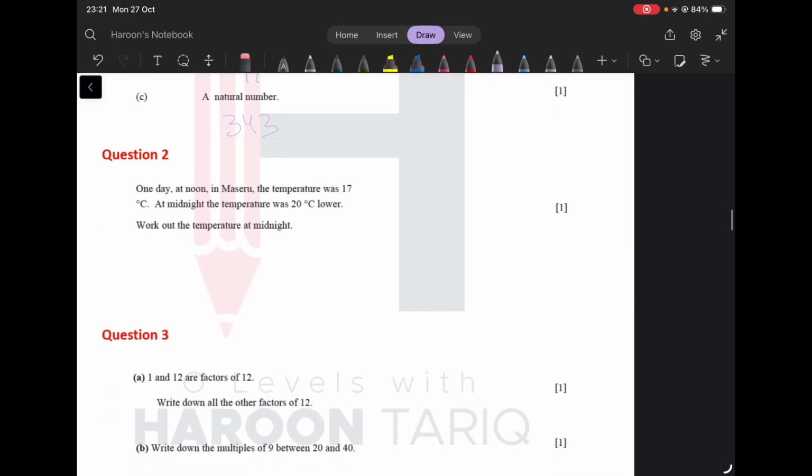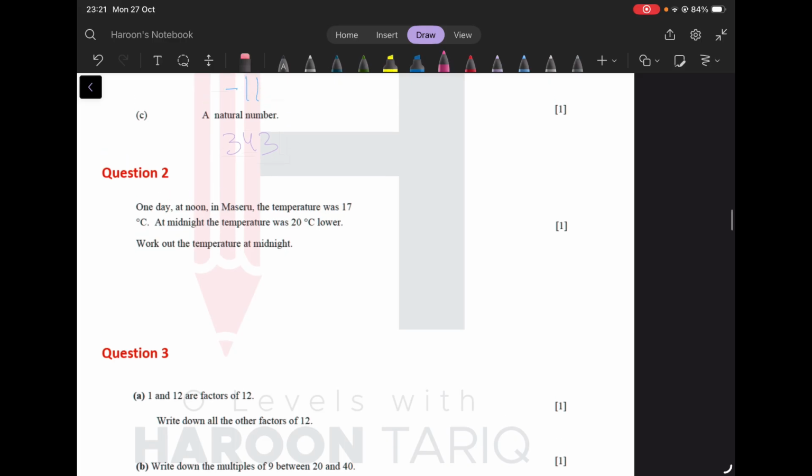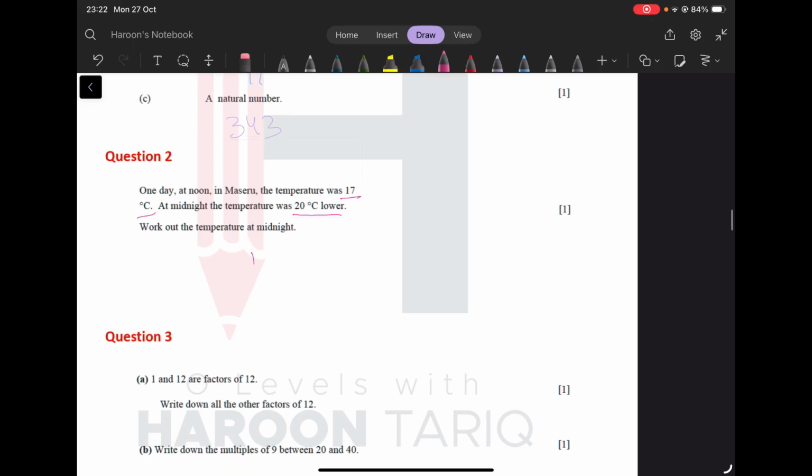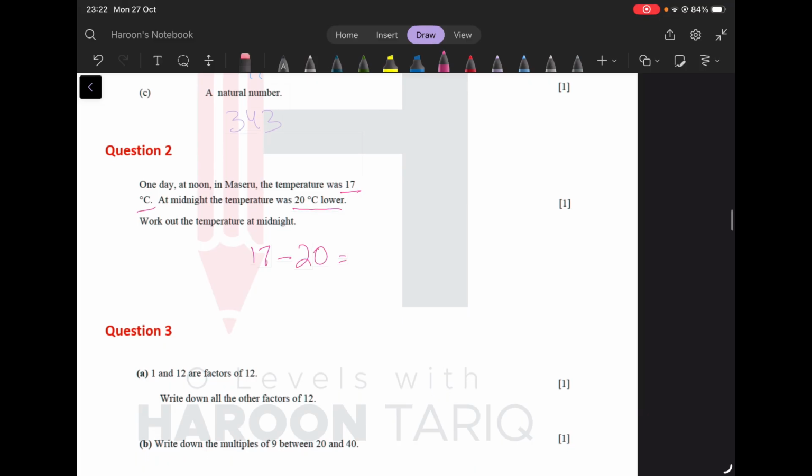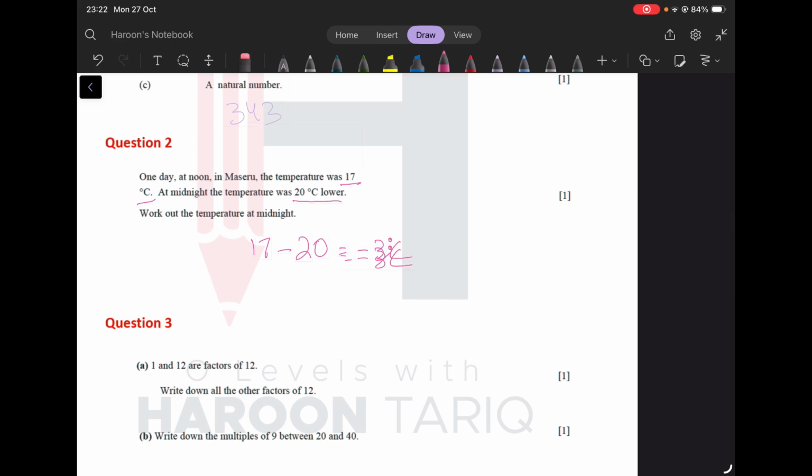Question number 2. One day at noon, the temperature was 17 degrees Celsius. At midnight, the temperature was 20 degrees lower. Work out that temperature. Basically, lower means just subtract it from 17. So 17, take away 20, 17 minus 20 basically. This gives you -3 degrees Celsius. So -3 degrees Celsius. So I'll just write it over here.